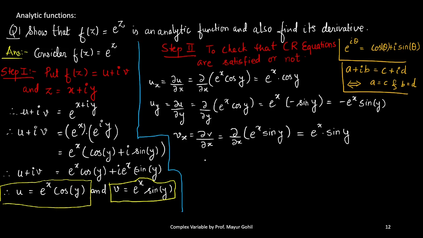Okay, that is the derivative. Now we calculate vy. When we calculate vy, it is the partial derivative of v with respect to y. When the partial derivative is calculated, we get e to the power x times sine y. So e to the power x is constant, and the derivative of sine y is cos y.